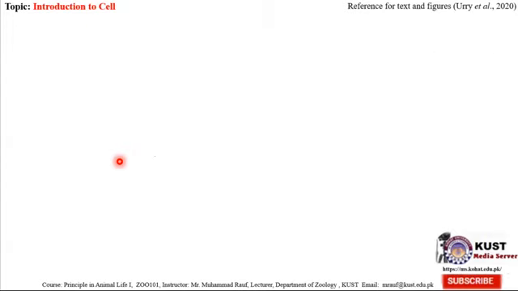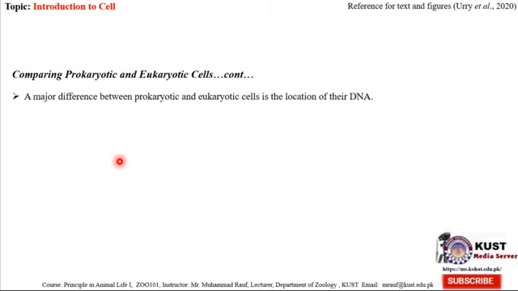Now these were the four similarities between the prokaryotic cells and eukaryotic cells: plasma membrane, cytoplasm, ribosomes, and chromosomes. These are the four similarities which are present in both types of cells. Now, what are the differences?